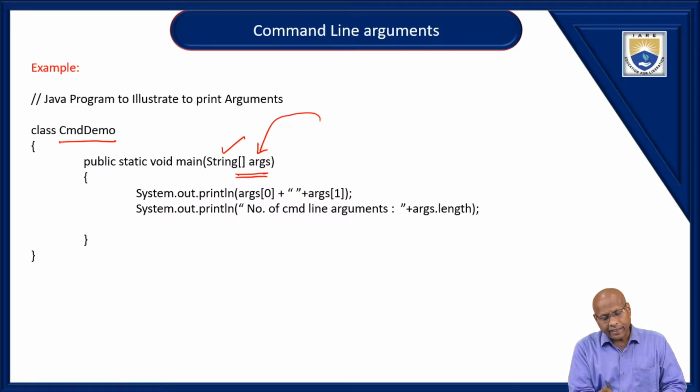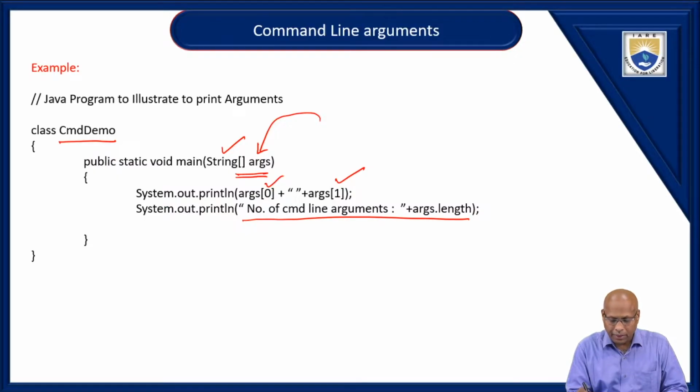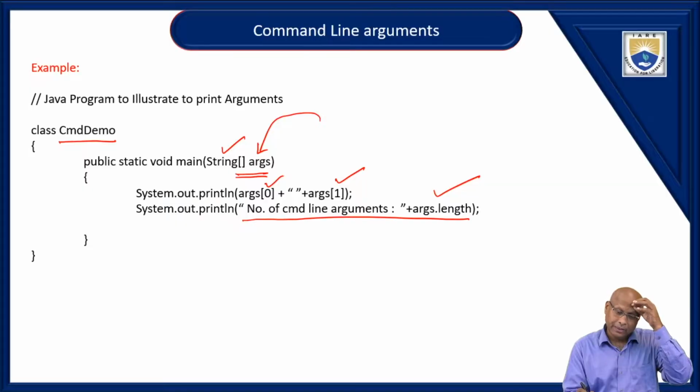Now, this program is printing the 0th argument as well as the first argument. Whatever arguments you are passing, out of that I am printing the 0th and 1st argument. So that means you should pass at least 2 arguments as far as this program is concerned. Otherwise, it will give an exception. And how many arguments you pass, that I am printing through this: the number of command line arguments plus args.length. So that gives you the number of arguments you pass.